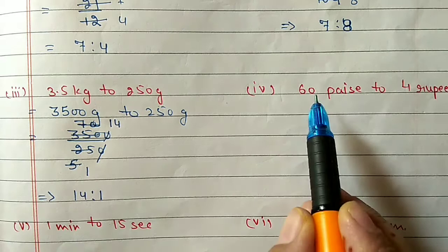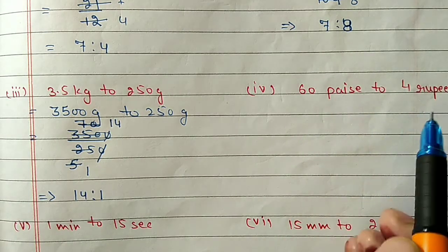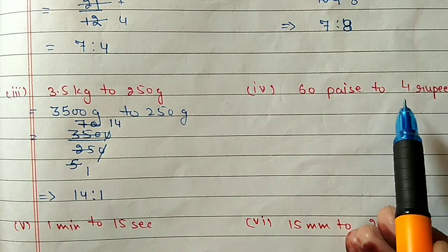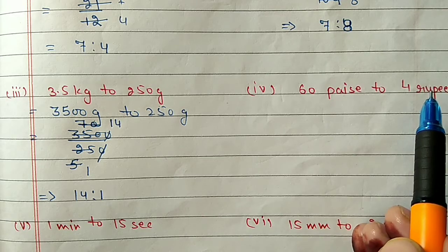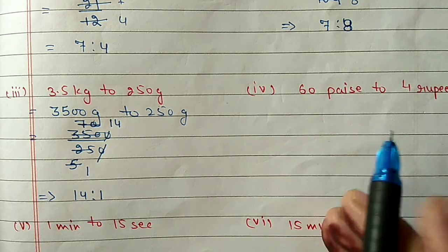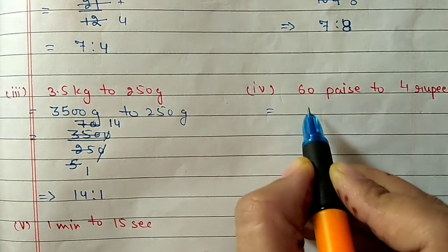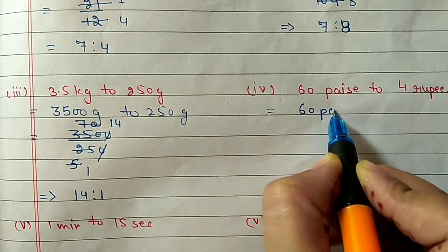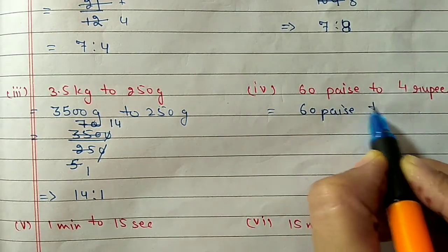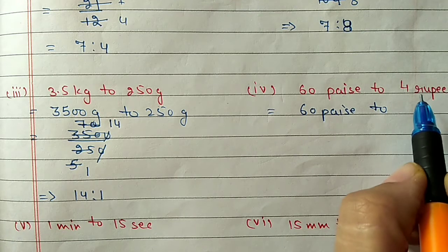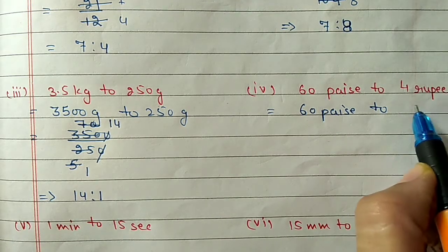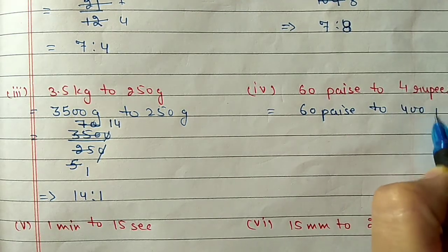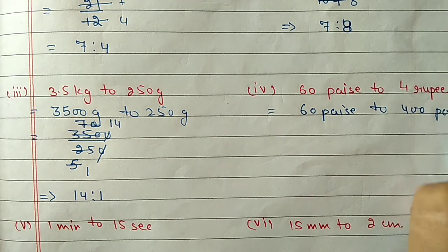Next, fourth part, 60 paise to 4 rupee. So rupee we will change into paise. Always change the bigger unit into the smaller unit, that will be easier. So 60 paise we will keep as it is, and 4 rupees we can change into paise. 1 rupee is equal to 100 paise. So 4 rupees is equal to 400 paise.